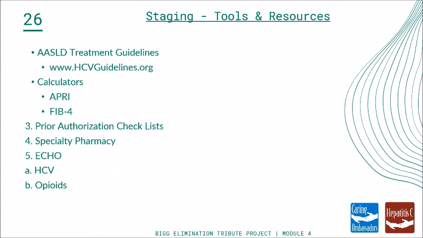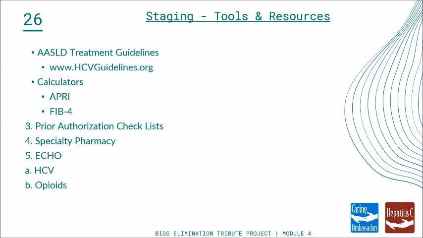I want to talk about a couple tools and resources to point out here. The first one is this AASLD, which is the American Association for the Study of Liver Disease. They have treatment guidelines, which you'll find at hcvguidelines.org. This is vital as we look at what treatment is appropriate for someone given their level of fibrosis, their experience or non-experience with cirrhosis, etc. So this is something that's important to look at.